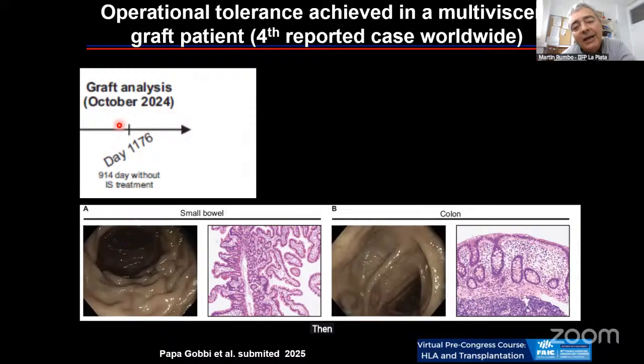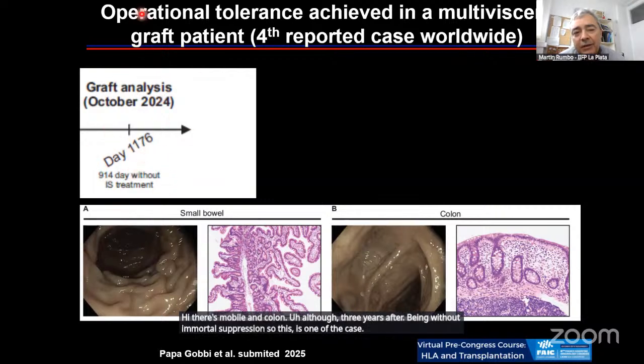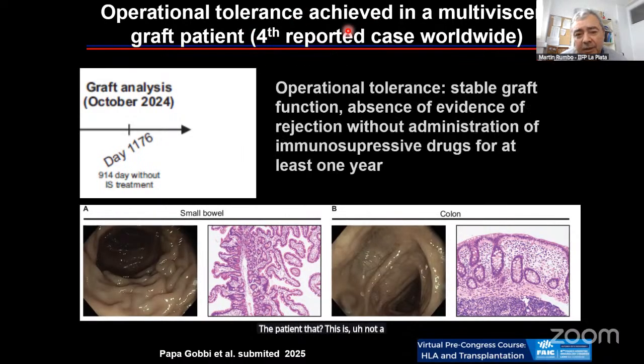Then after years, and this is an image of her intestine, the graft, either small bowel or colon, almost 3 years after being without immunosuppression. So this is one of the cases of achieving operational tolerance in a multivisceral graft patient. This is not very frequent. Operational tolerance is defined as stable graft function and absence of rejection without any type of immunosuppressive treatment for at least 1 year. So this fits all this definition.